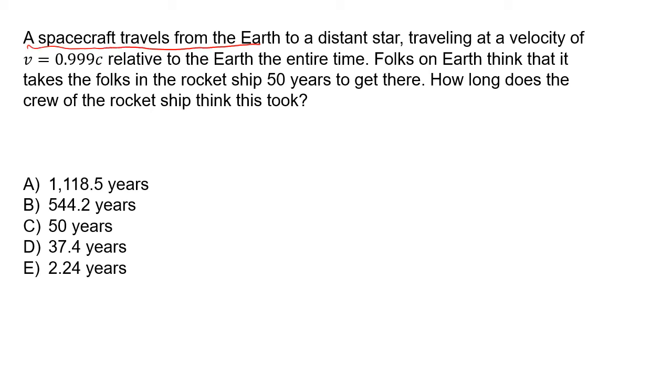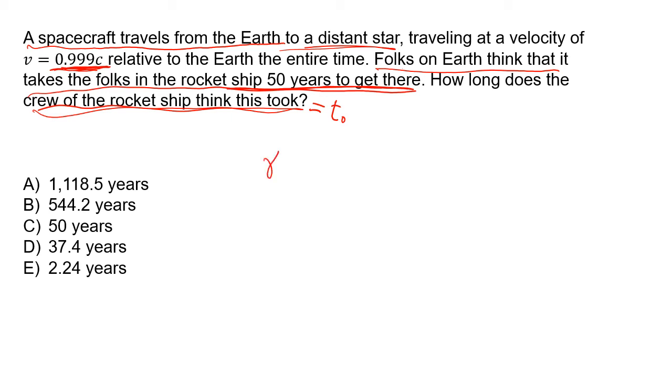Suppose a spacecraft were to travel from the Earth to some distant star, and it travels at a velocity which is 99.9% of the speed of light, 0.999 c, away from the Earth. If the folks on the Earth look at that rocket ship and think that it takes the rocket ship 50 years to get there, and unfortunately, those are the kinds of timescales it takes to get to any kind of nearby star, even if you're going extremely fast, how long does the crew of the rocket ship think that it took? I'm asking you the time measured by the crew of the rocket ship, so that's T0, what we call the proper time, the time measured by people on the moving vehicle.